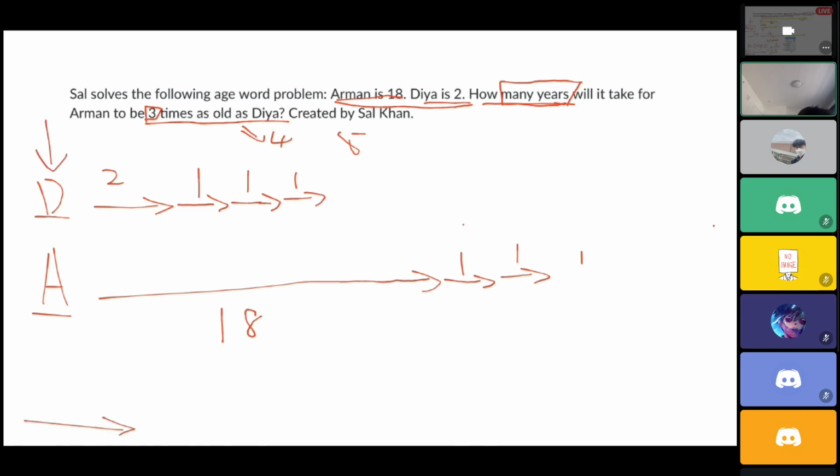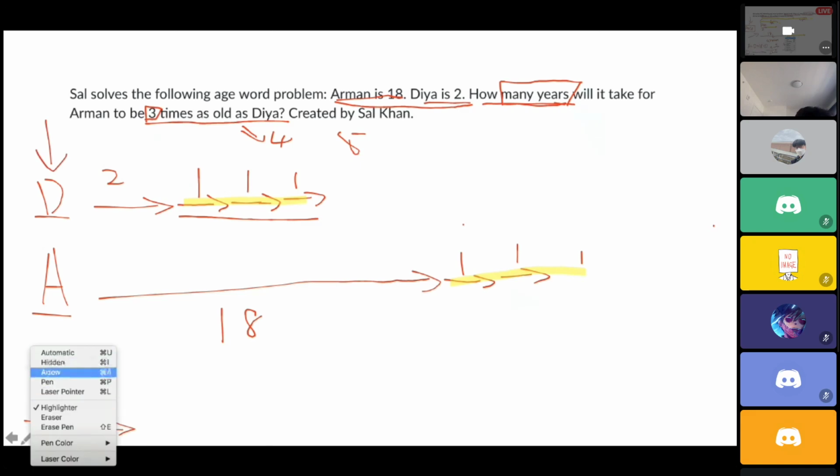So what you also notice is this part. I'll highlight this part, this part and this part, they always.